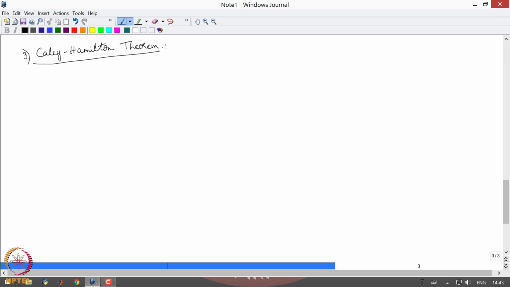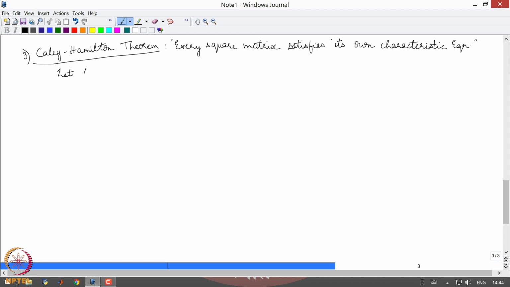So, the Cayley-Hamilton theorem says every square matrix satisfies its own characteristic equation. Okay. So, this is what the Cayley-Hamilton theorem says.